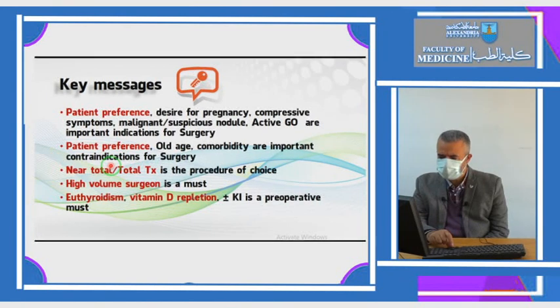Regarding surgery, patient preference, desire for pregnancy, compressive symptoms, malignancy or suspicion of malignancy, and active Graves orbitopathy are important indications for surgery, while patient preference, old age, and comorbidity are important contraindications. If you are going to operate on a patient with Graves, near total or total thyroidectomy is the procedure of choice. A high-volume surgeon is a must, and you have to remember the conditions for a successful surgery: to achieve euthyroidism, to replete vitamin D, and to use potassium iodide in preoperative preparation.